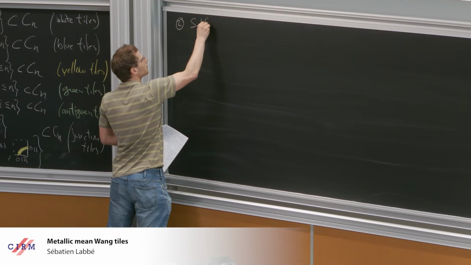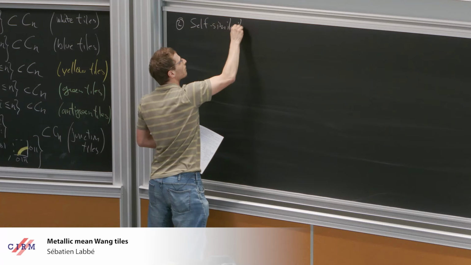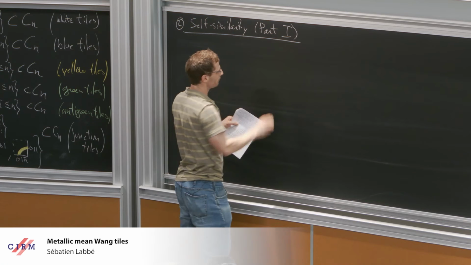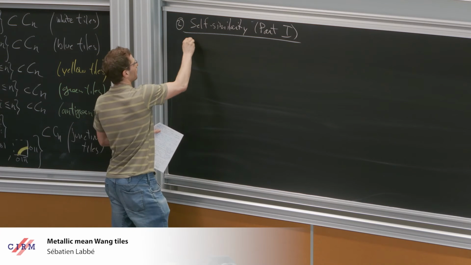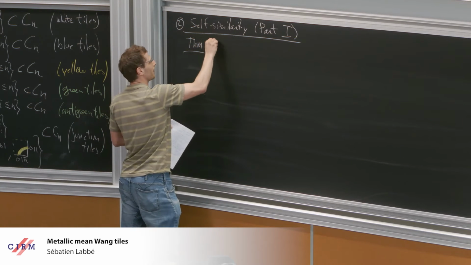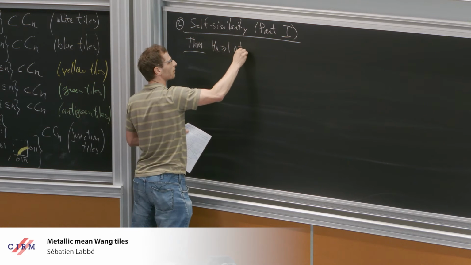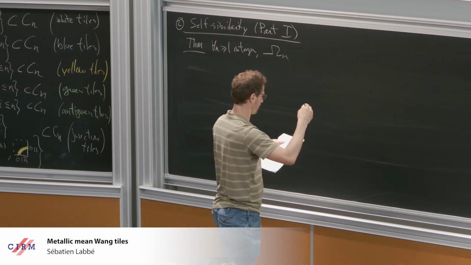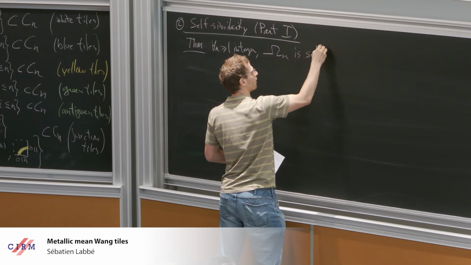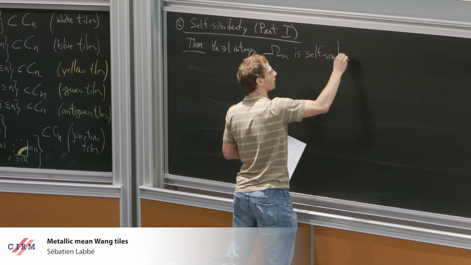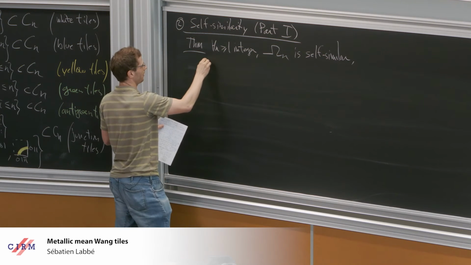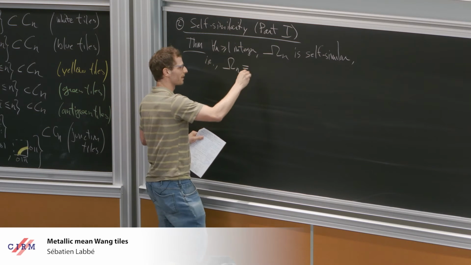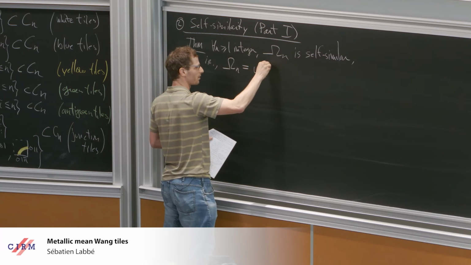Okay, so now we will discuss the self-similarity. This is what was isolated in the part 1 paper, okay? It takes more pages to do. So what you can show is that for every integer n, omega n, which was already defined, is self-similar. So what do I mean by this? Sorry, I will introduce some things here. Omega n is equal to the image under a substitution of itself.